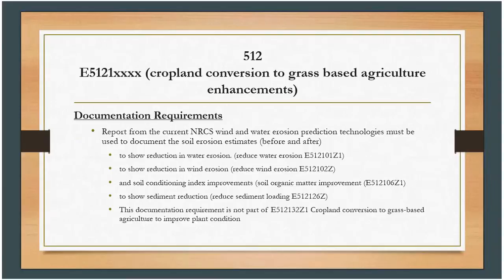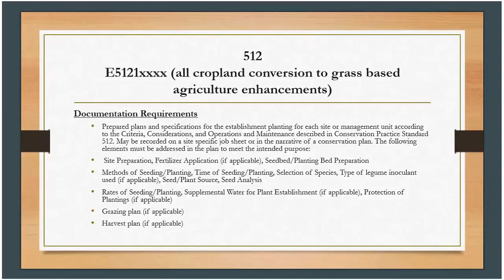To document this, you need to show the results of those erosion prediction and soil condition technologies that you used. You need to show the plans. Basically, if we use the 512 spec sheet that we have in Utah, it's going to have all of this documentation on it. But then if it's going to be used as hayland, you need a harvest plan. And if it's going to be grazed, you need a grazing plan as well.